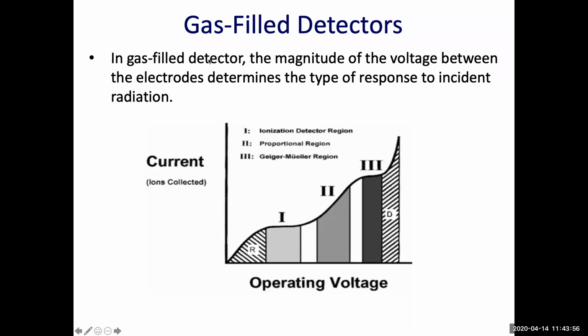In a gas filled detector, the magnitude of the voltage between the anode and the cathode determines the type of response to incident photons. The gas filled detectors include the ionization chamber, the proportional counter, and the Geiger-Muller counter. However, the use of these detectors in nuclear medicine is somewhat limited because their stopping power and detection efficiency for X-rays and gamma rays are quite low. So we use them in survey meters and contamination monitors, but we don't use this kind of detector in nuclear medicine imaging.